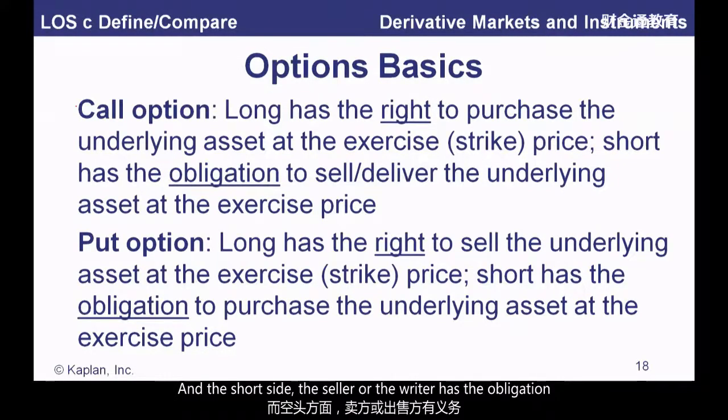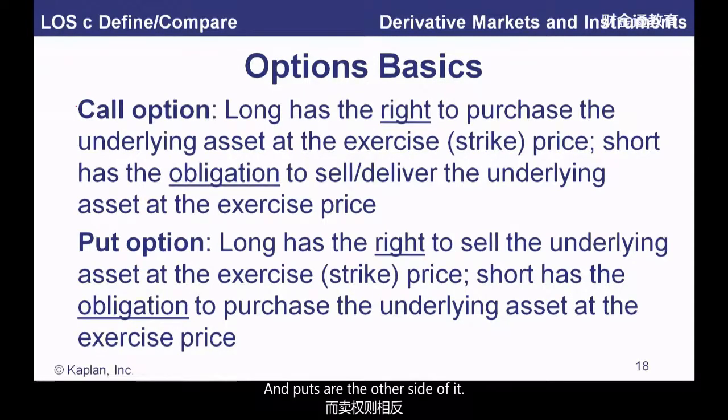And the short side, the writer or seller of the call option, has the obligation to deliver the underlying asset at that exercise price. And puts are the other side of that. The long has the right to sell the underlying asset at the exercise price, and the short has the obligation to buy it at that price.